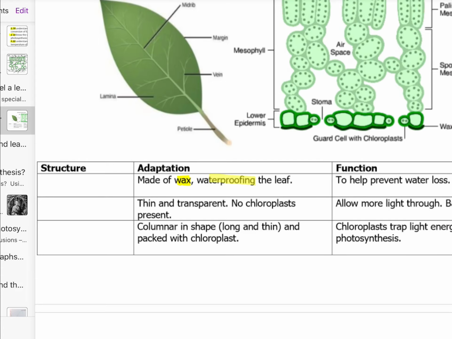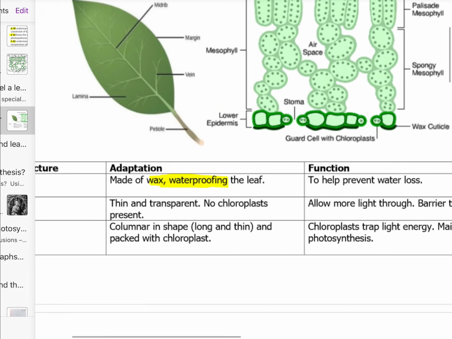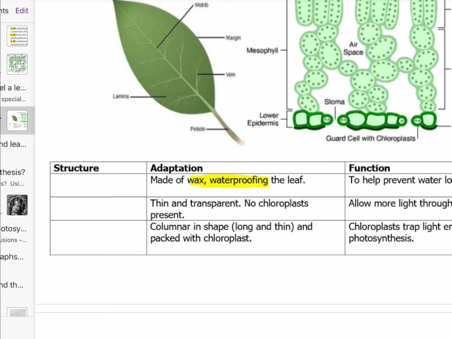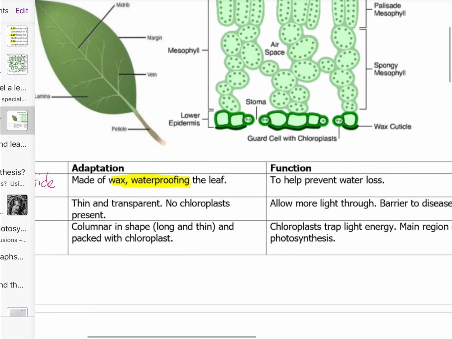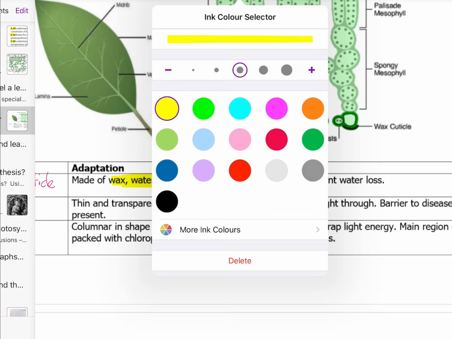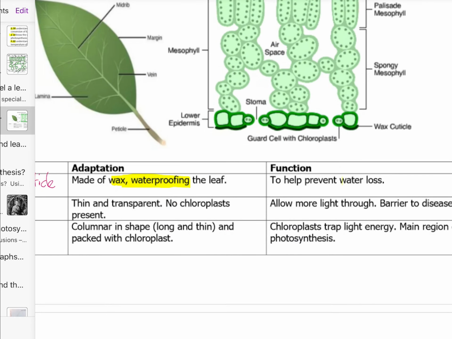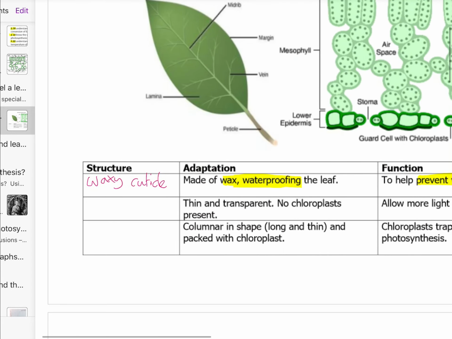Okay then, so starting with the waxy cuticle, it's primarily made of wax for waterproofing of the leaf. Loss of water is a massive problem for plants because such a huge amount of water is already lost as water vapor through the stomata, that having this waterproof layer on all the other surfaces of the leaf is really important to reduce that as much as possible.